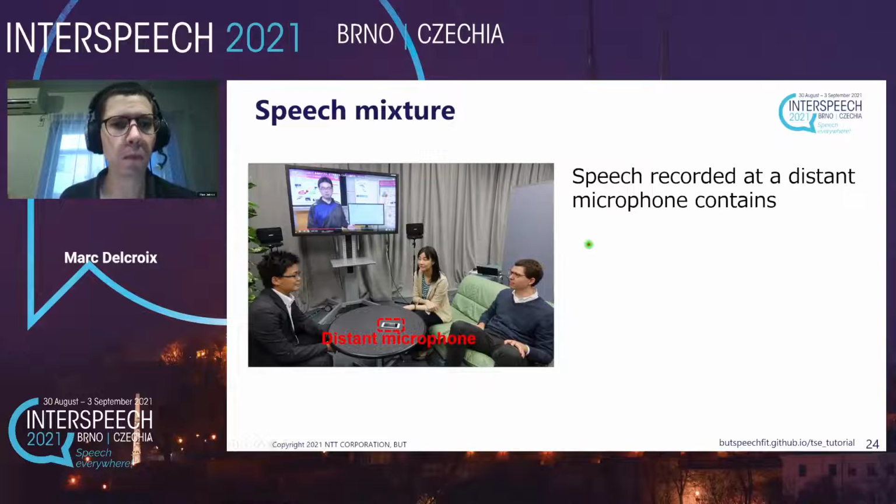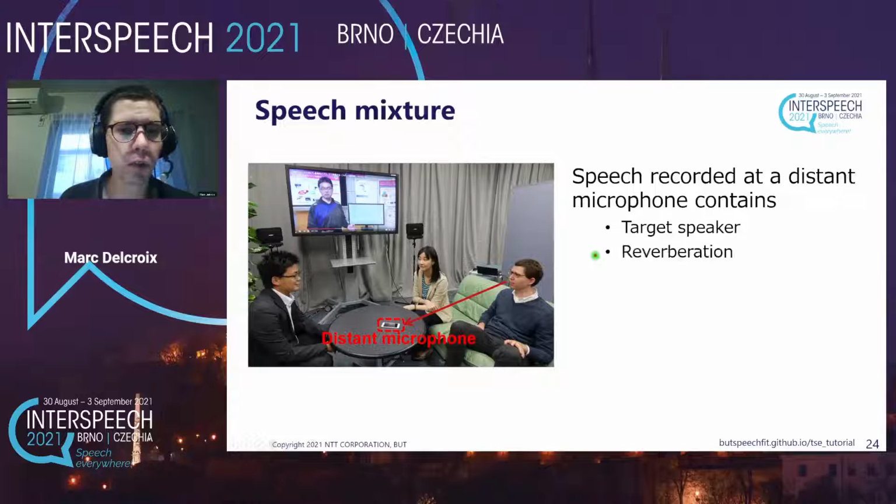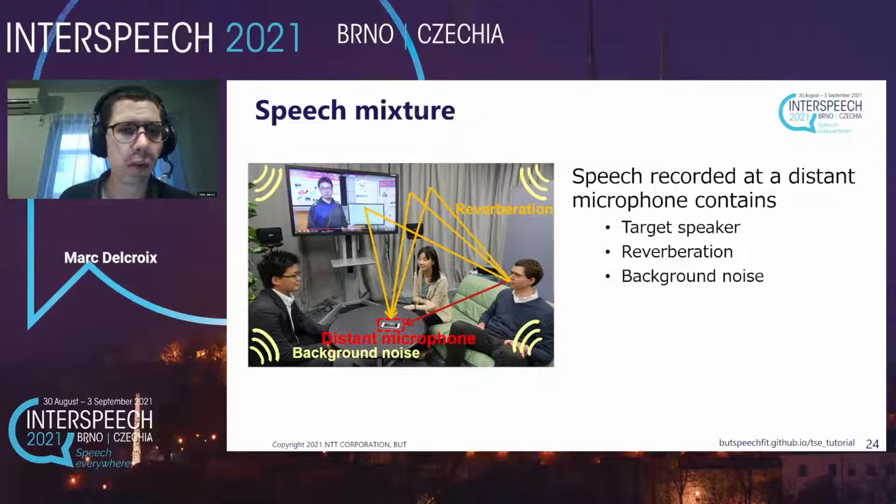mixture. So typically, we use a distant microphone, as shown in the picture here, to record the voice of the target speaker. But the microphone signal will also include reverberation, background noise, and interfering speakers. So to really extract the target speaker voice, we would need to remove all of these interference here.